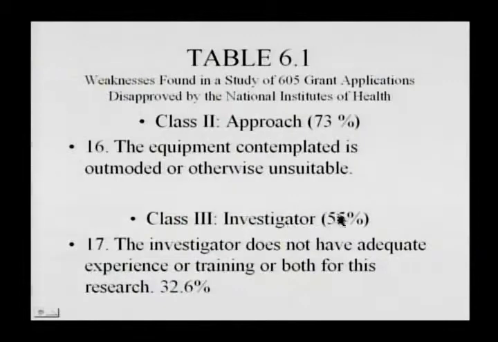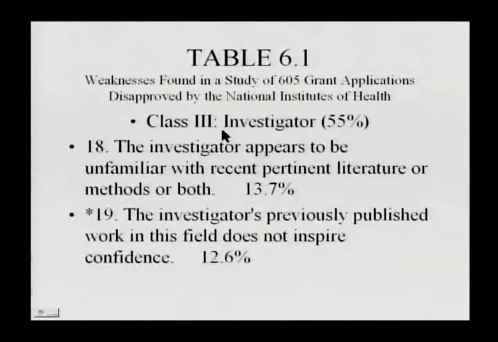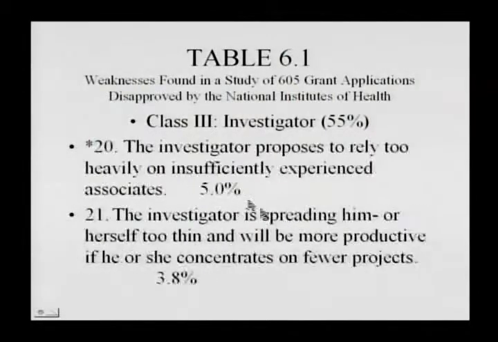Class 3 would be the investigator. The investigator does not have adequate experience or training or both for this research. So any one of these or any collection of these criticisms can be included in a review for a weak proposal that lowers enthusiasm and leads to rejection. The investigator appears to be unfamiliar with the recent pertinent literature or methods or both. Ouch. The investigator's previously published work in this field does not inspire confidence. Ouch. The investigator proposes to rely too heavily on insufficiently experienced associates.